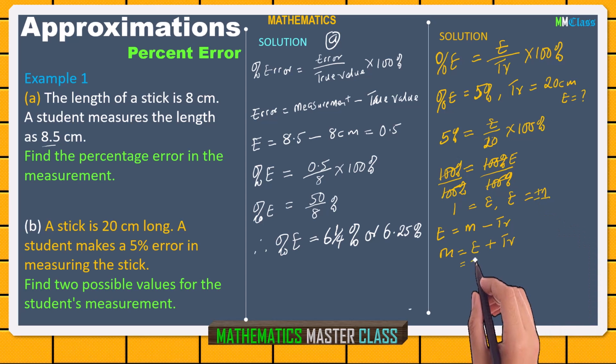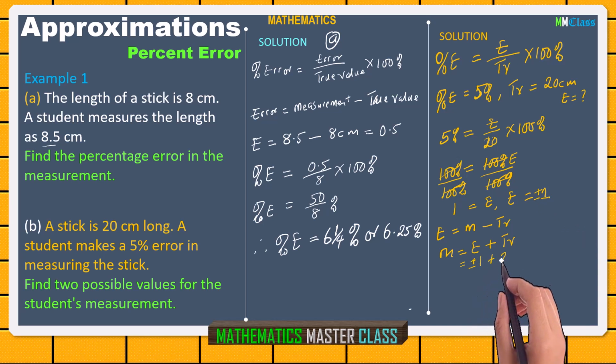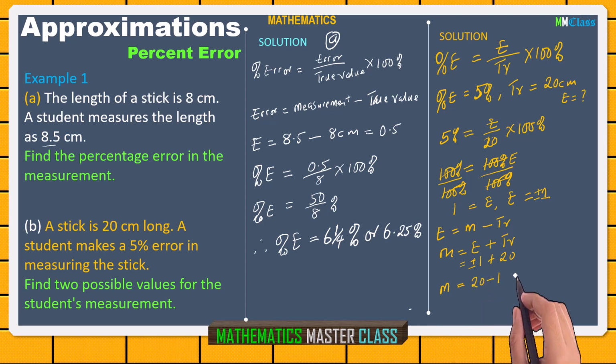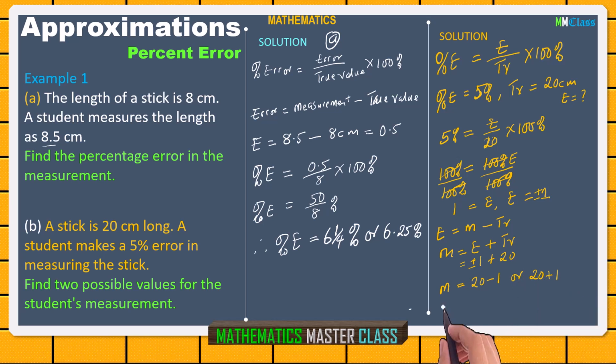So here now we are going to write plus or minus 1, and that means that our measurement will be equal to 20 minus 1 or 20 plus 1. So the possible value of the measurement is equal to 19 or 21.